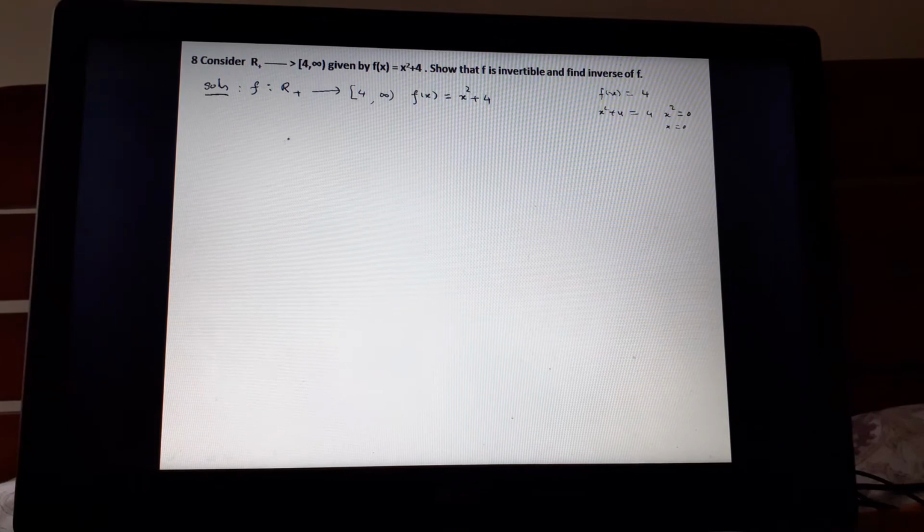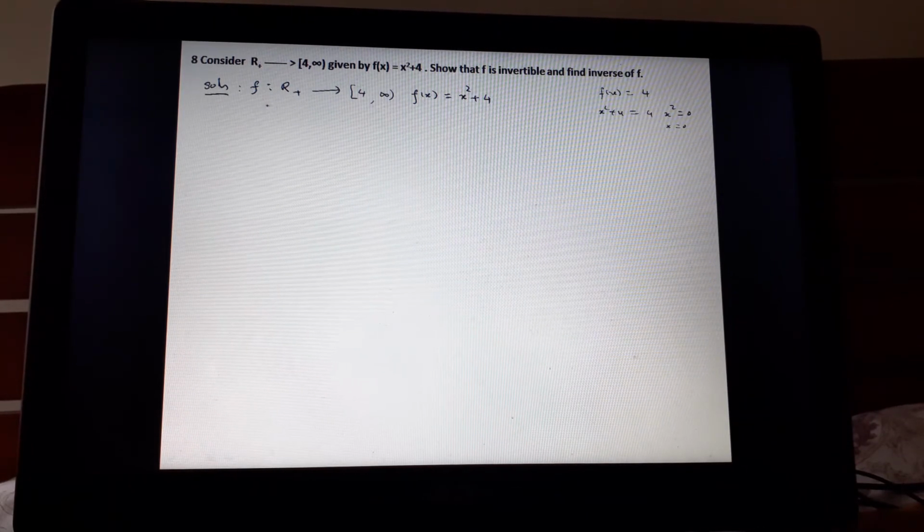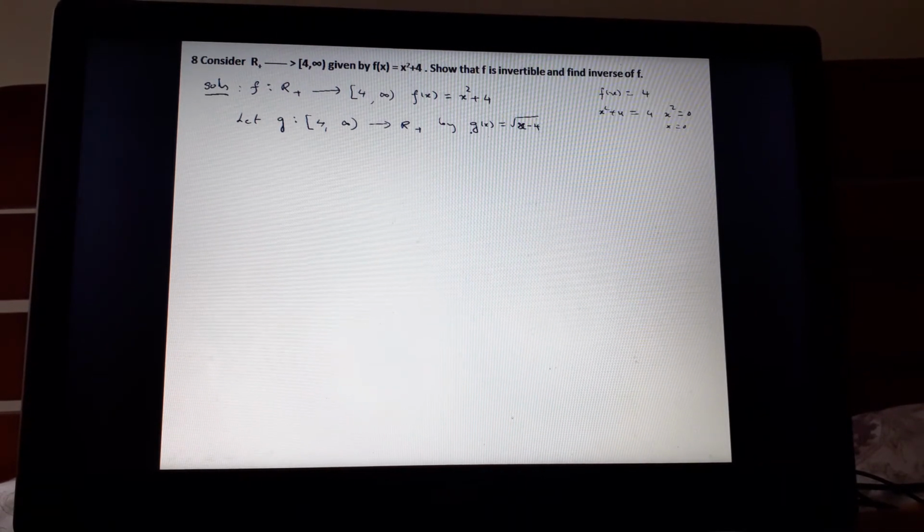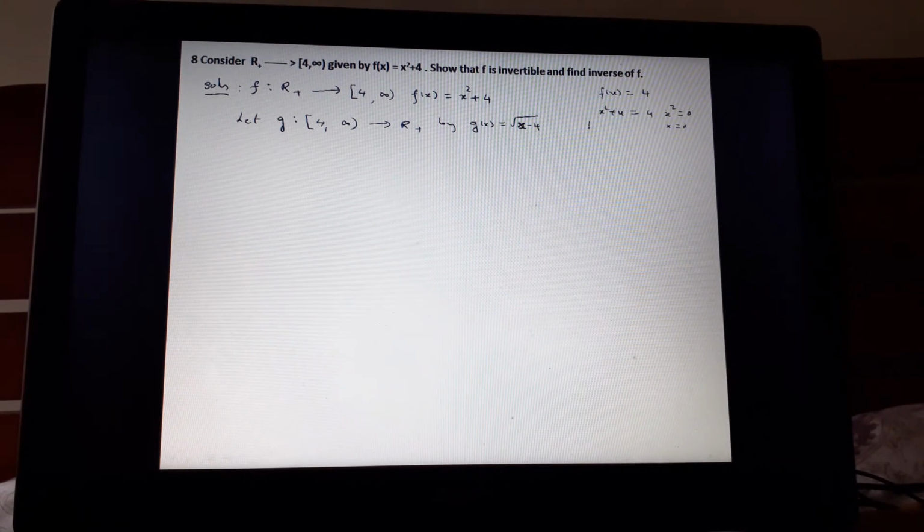Anyway, let us continue. So what is the procedure? I told you f is given by f of x equal to x square plus 4. Now let g be a function from 4 to infinity to R plus, defined by g of x equal to square root of x minus 4. So what is the procedure? This you have to remember.